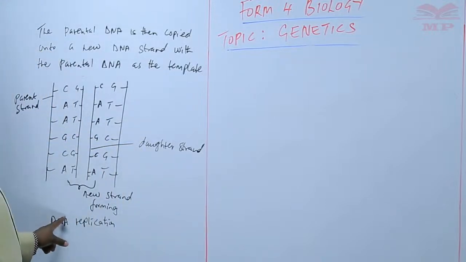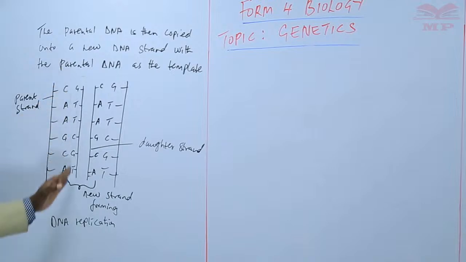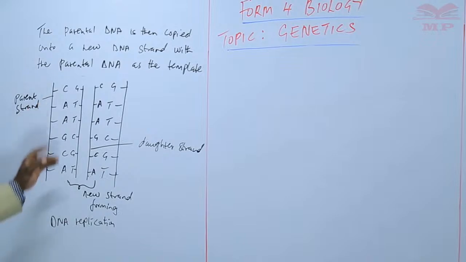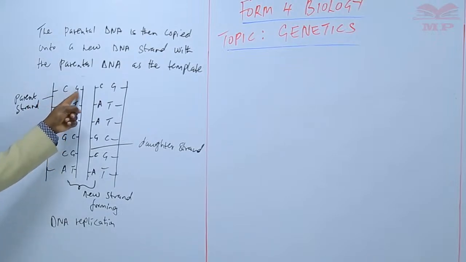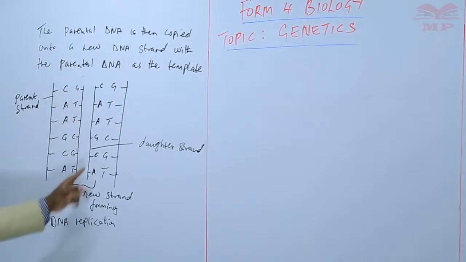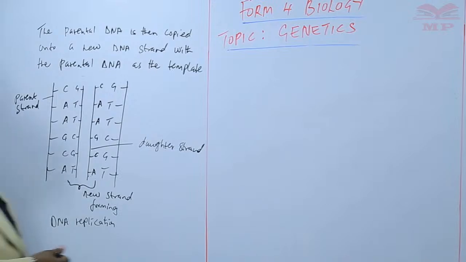So the DNA replication, a new strand has formed to the inside of the DNA with the parental DNA as the template. That's what determines which nitrogen base will form on the new strand in each case.